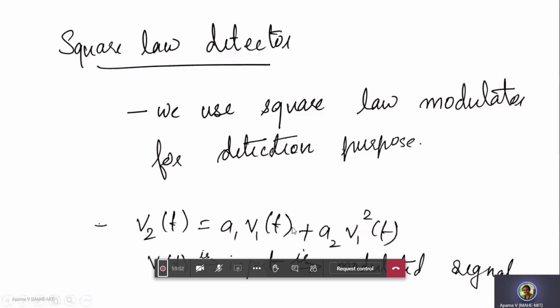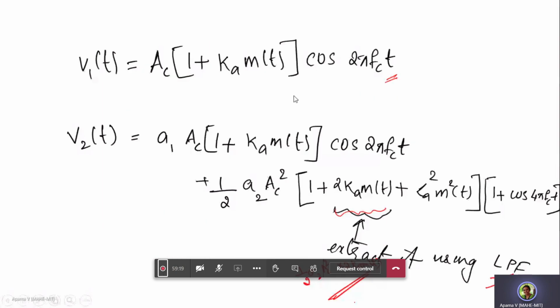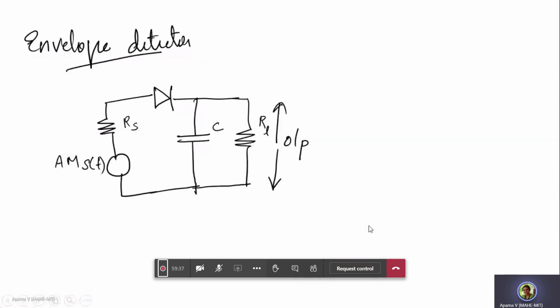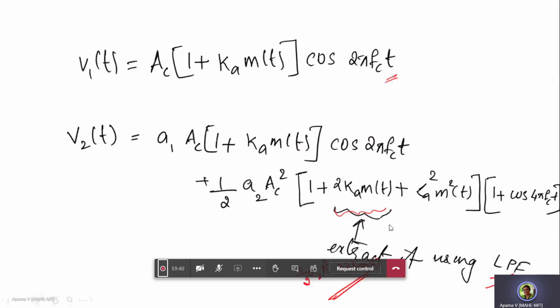But when you are using the square law modulator circuit as a detector, the input V1 is the modulated signal. At the receiver side, you are using the same circuit as a square law detector. This is my input, and V2 is A1 into V1(t) plus A2 V1 square. I am getting the same. I have a component Ka into M(t) and I extract it using a low pass filter, and I will get the message signal back. So that is a square law detector.